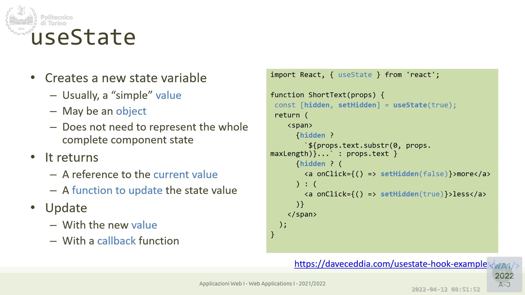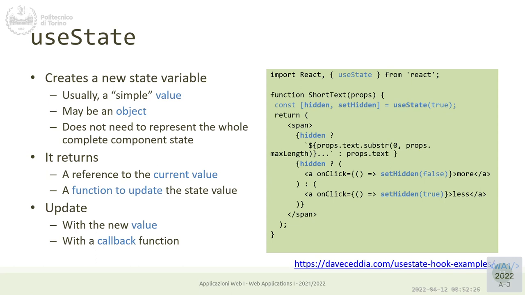The only point here is that for a moment, the hidden state variable has a current value, and this current value will affect the content of what we are returning. Inside the return statement and inside the function, this variable hidden, or rather all state variables, should be considered as immutable values inside the function call.